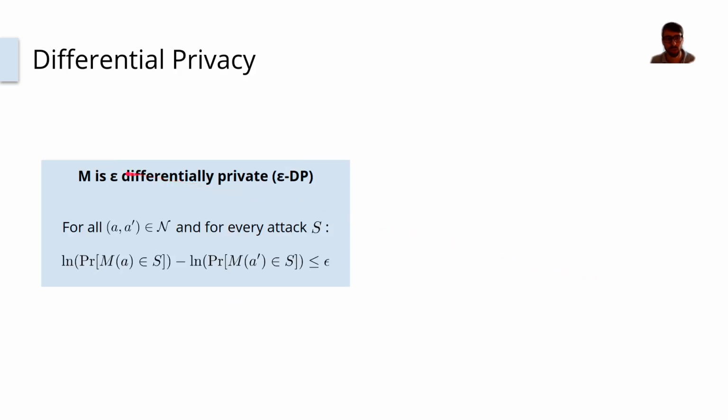Now, even more formally, we would say that M is epsilon differentially private, often referred to as epsilon DP, if for all pairs of inputs A and A prime, which are neighbors, where this neighborhood captures the fact that A prime is obtained by adding or removing the data of an individual user from A, and for every attack S, the logarithm of the probability that M of A lies in S minus the logarithm of the probability that M of A prime lies in S is at most epsilon. And as discussed, this intuitively indicates that these two probabilities are roughly the same.